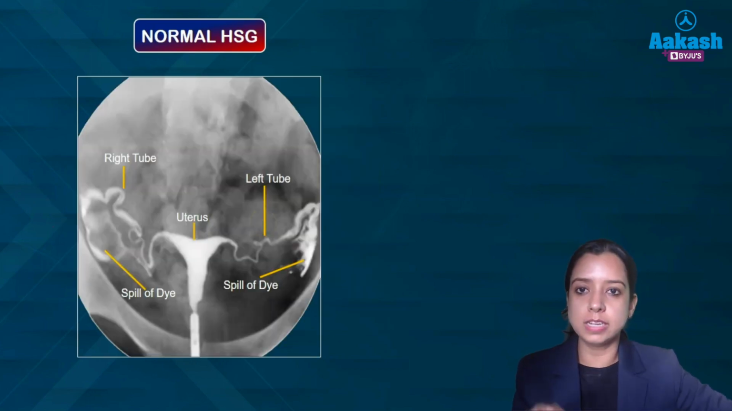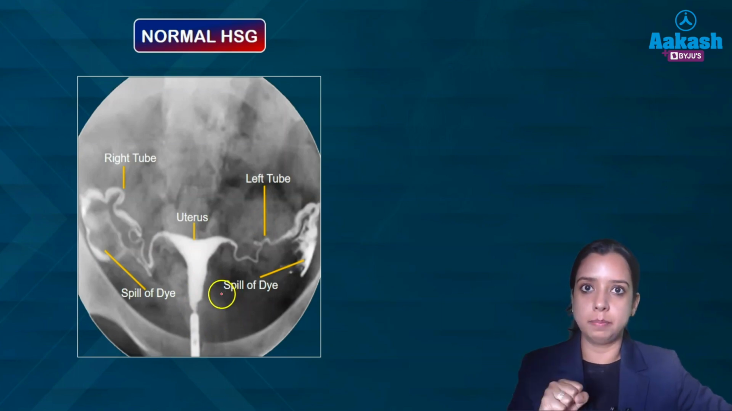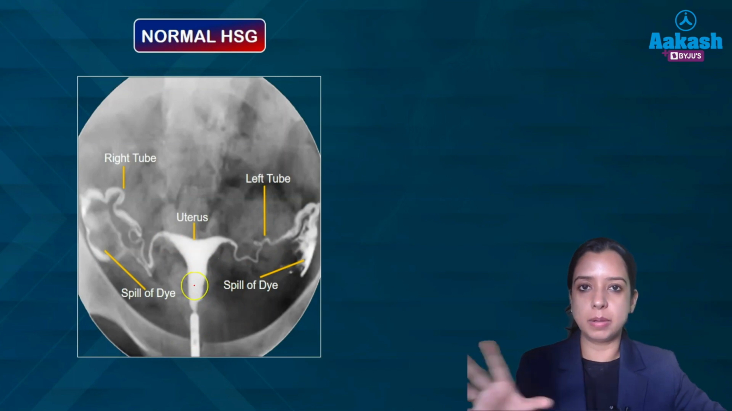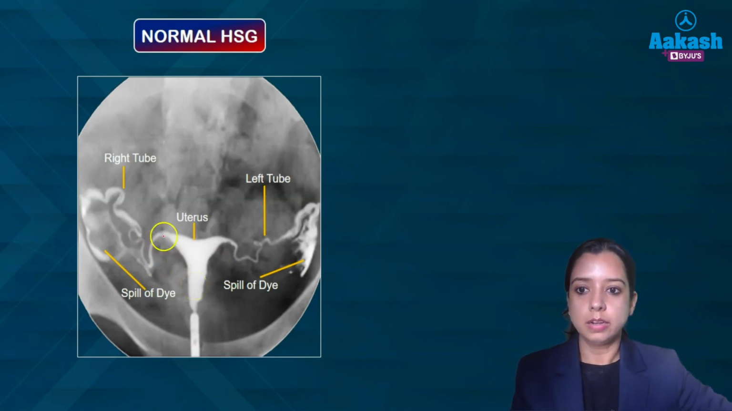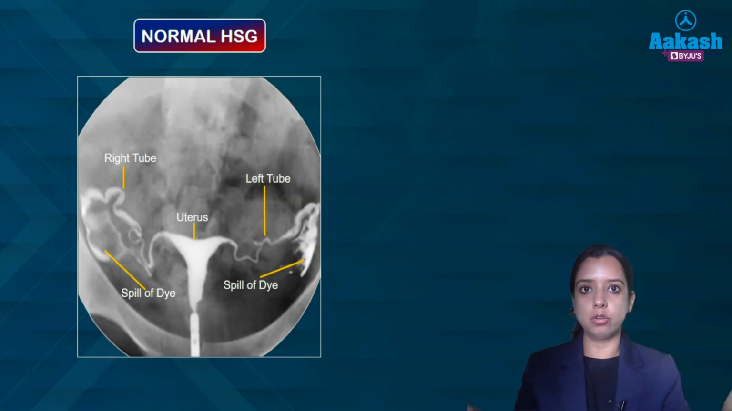What do you do in HSG? Hysterosalpingography. You inject a radio-opaque dye and you take an X-ray picture. As the dye travels to the uterus and the tube, you see a clear picture of everything. So, thin tubes and you see peritoneal spill. Peritoneal spill means dye is spilling in the peritoneum. It means the tubes are patent. It's a good sign. Okay, that's how a normal picture looks like. Now, a lot of questions have been asked on HSG.